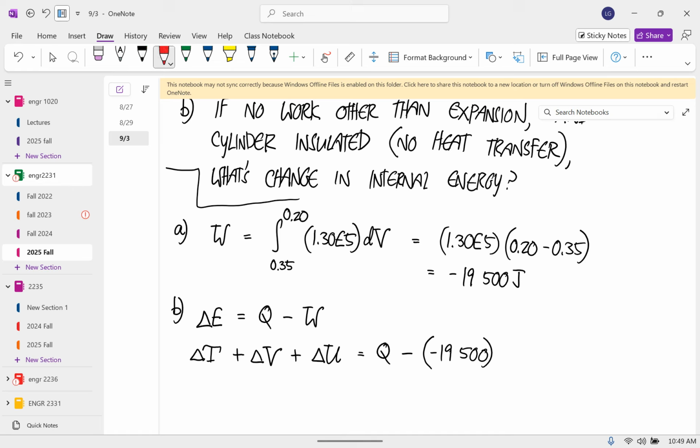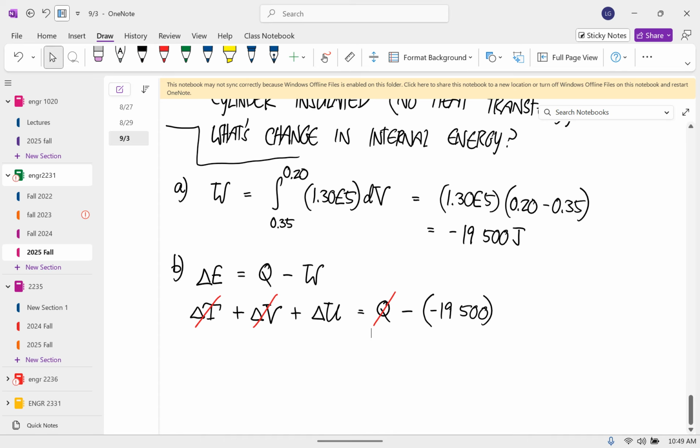We're not given anything about the change in speed or the change in height, so I'm going to ignore those like we will most of the time. It's insulated, so Q is 0. And so the change in internal energy is positive 19,500. This is in joules, SI units.